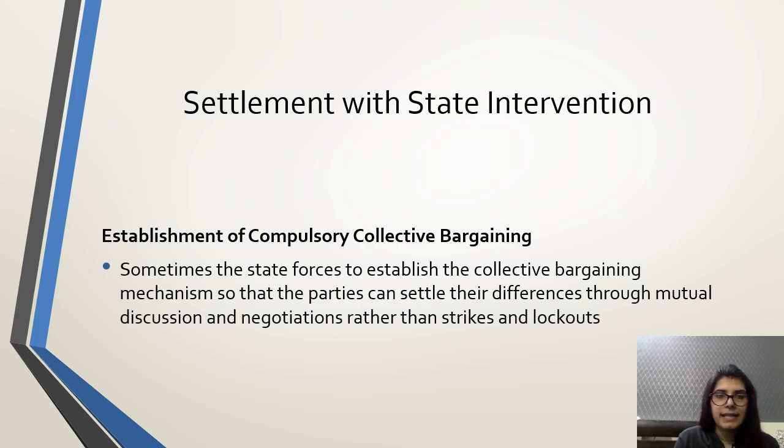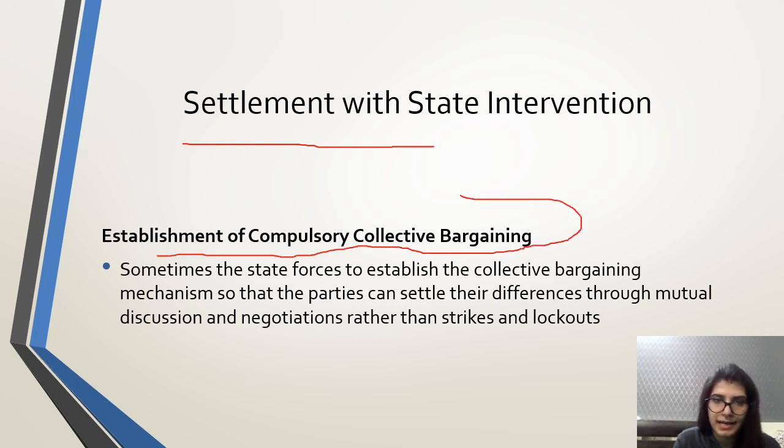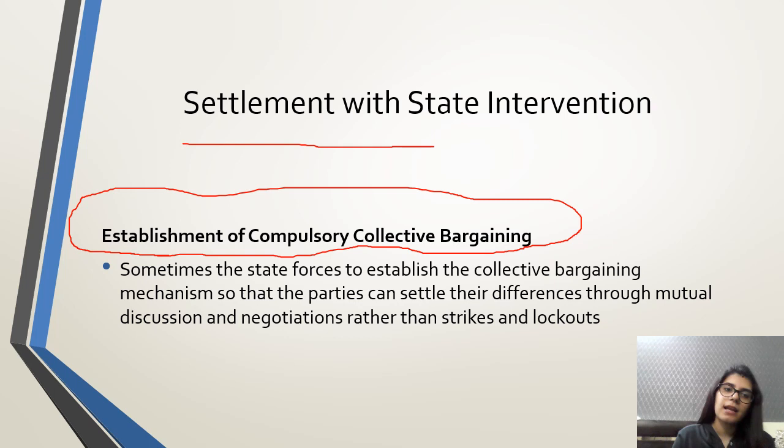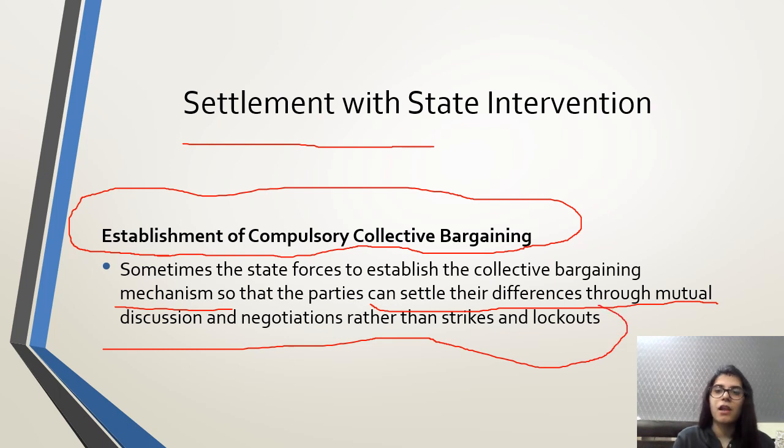Now next, which comes under the settlement with state intervention, is establishment of compulsory collective bargaining. The previous collective bargaining we studied was voluntary, meaning if organizations wanted to do it, there was no force on them. But in some states or in some countries, the state forces organizations to establish the collective bargaining mechanism so that the parties can settle their differences through mutual discussion and negotiations rather than strikes and lockouts.